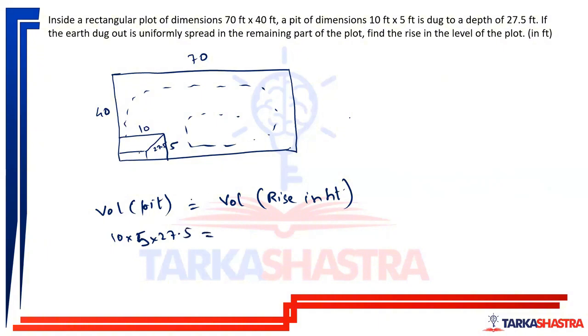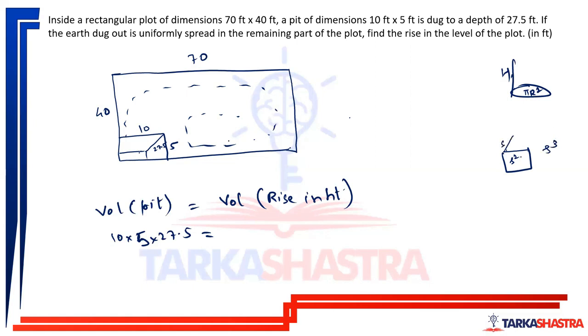Now, here the volume would be area of the base into height. And if you observe, volume of a cylinder is what? Pi r square into height. Volume of a cube is what? The area of the base into height, into this height of s. So it becomes s cube.